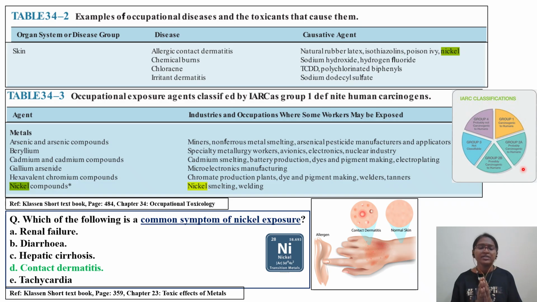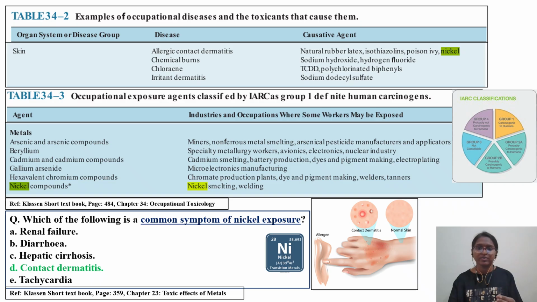Under this toxic effects of metals, if you look into the Casarett and Doull's short textbook notes, at the end of the chapter they give you a series of questions, 10 to 12 questions at the end of every chapter. In that, one question is: which of the following is a common symptom of nickel exposure? We need to identify it. The right answer will be contact dermatitis. So if you read these tables, either 34.2, then you will be able to answer this question.